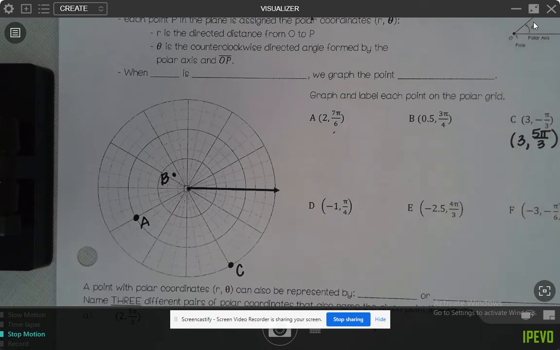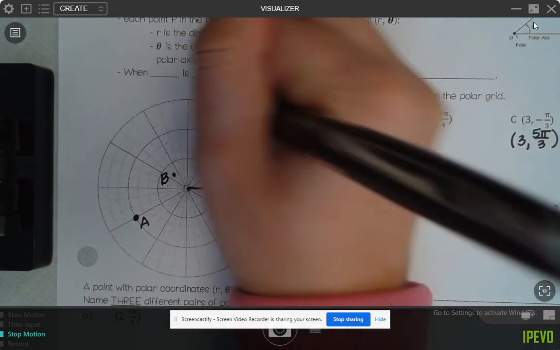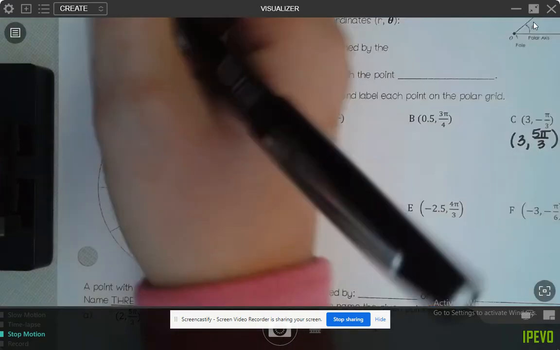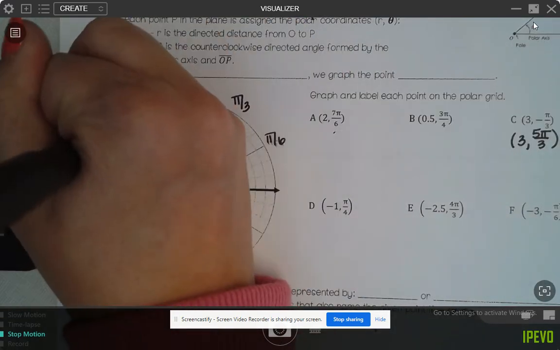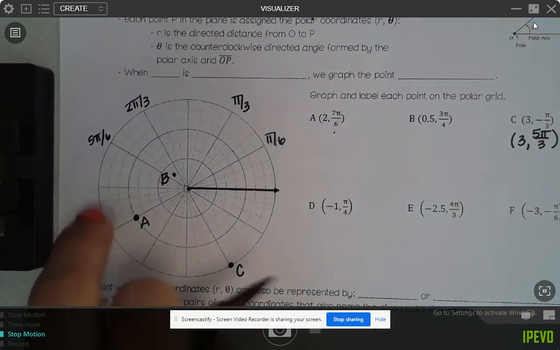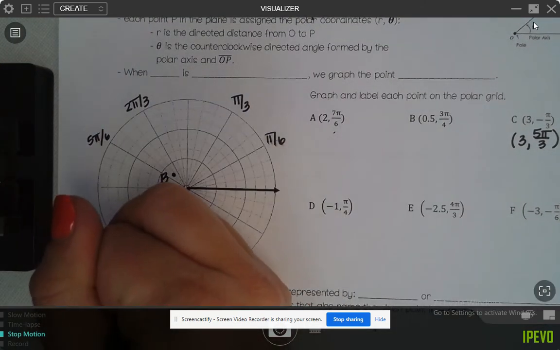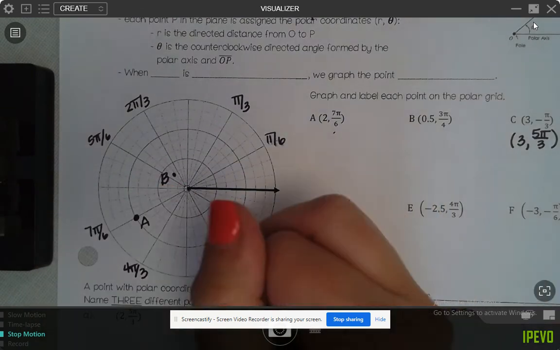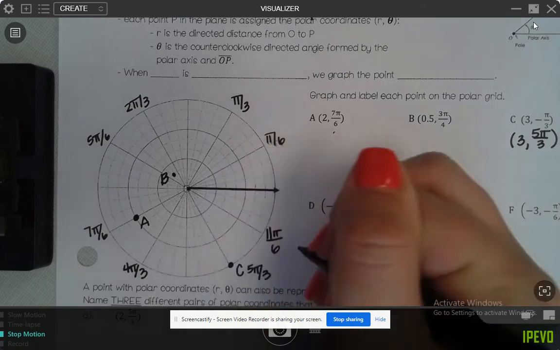Pi over 6, pi over 3, pi over 2, 2 pi over 3, 5 pi over 6, pi, 7 pi over 6, 4 pi over 3. I would write these down. Those of you that are not, it's a bad idea. 5 pi over 3 and 11 pi over 6.